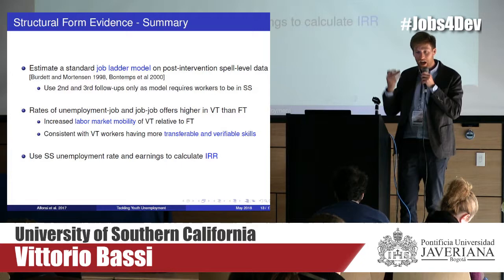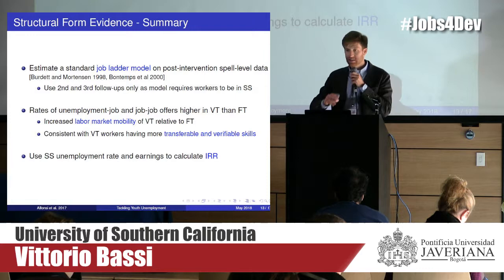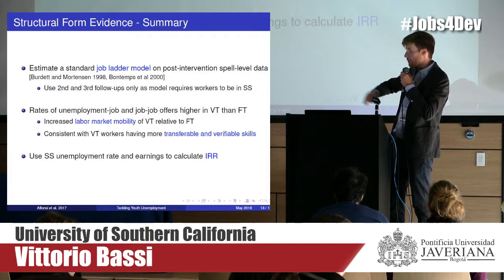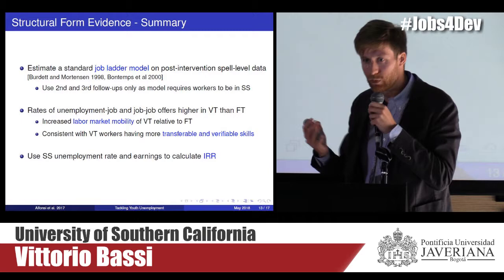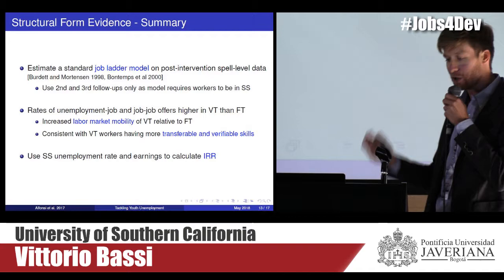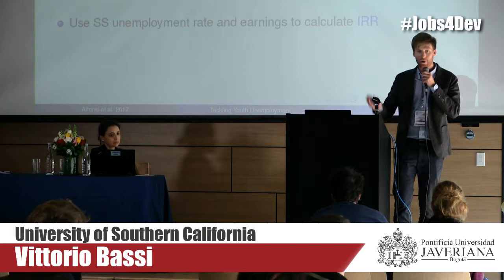Instead, what is really remarkable about the firm trainees is that they start out ahead because they get employed at the firm that trained them, but once they fall off the job ladder, they start to look more and more like control. So over time, their transition probabilities go back slightly to control. Okay? So this is again consistent with the vocational trainees learning more transferable and general skills, and the firm trainees having learned skills that are very useful at the initial firm, but because they're firm-specific, once they lose their initial job, they start losing out.